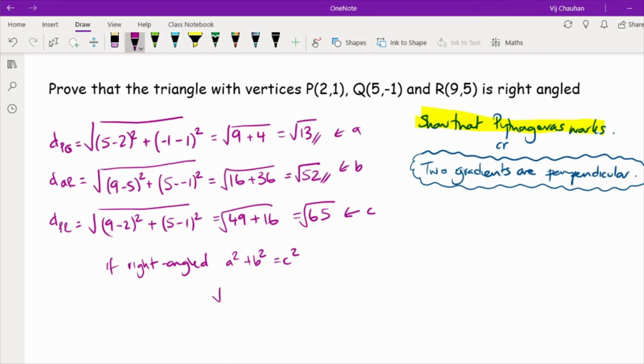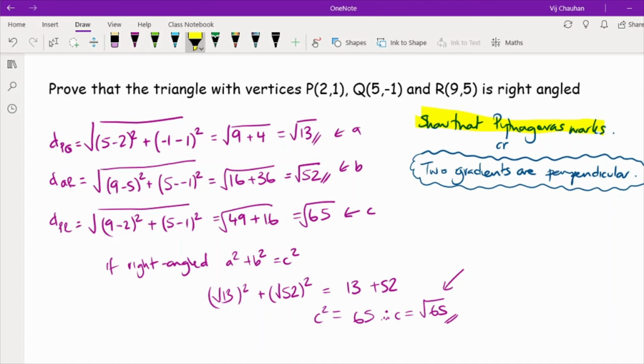So here I've got root 13 squared plus root 52 squared. Root 13 squared is 13, and root 52 squared is 52. And so that then gives me 65, which then gives me root 65. So C squared equals that, and therefore C equals root 65. And as you can see, both of these are the same, and so therefore it is right angled.